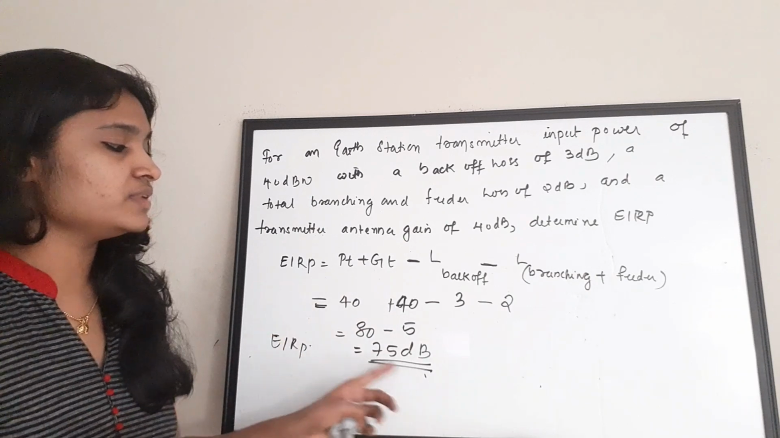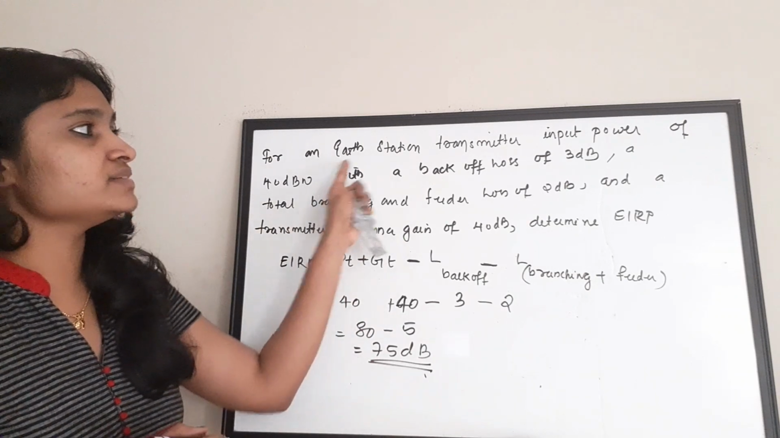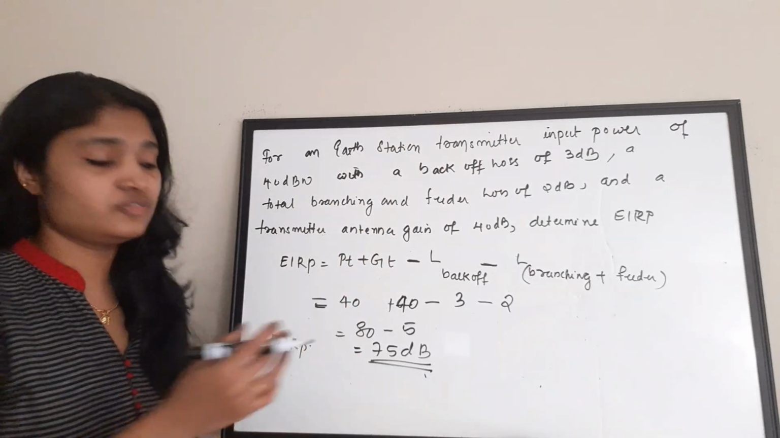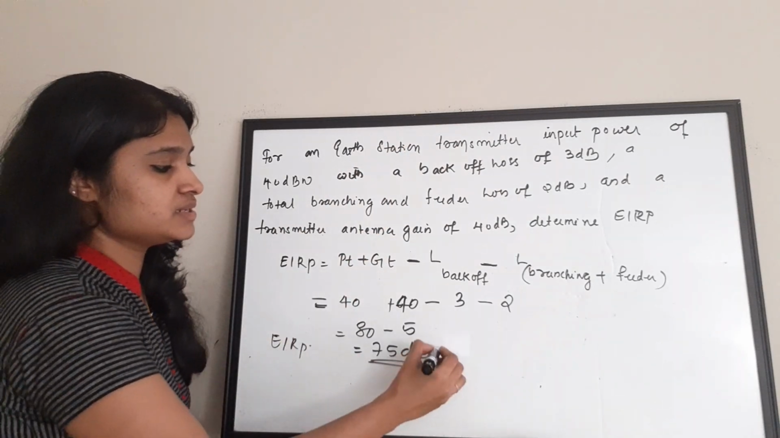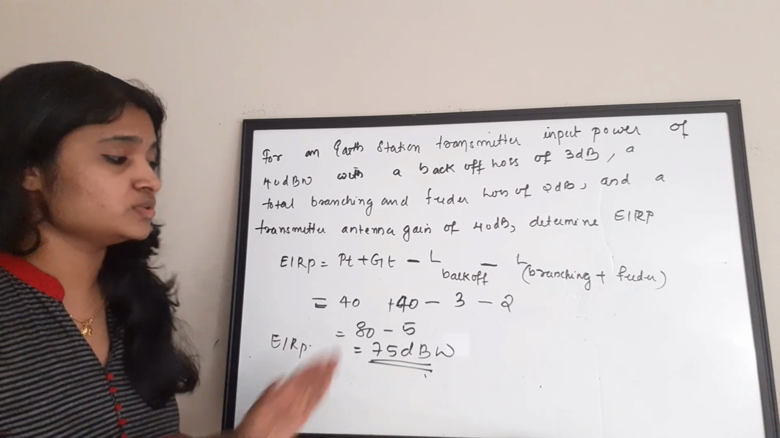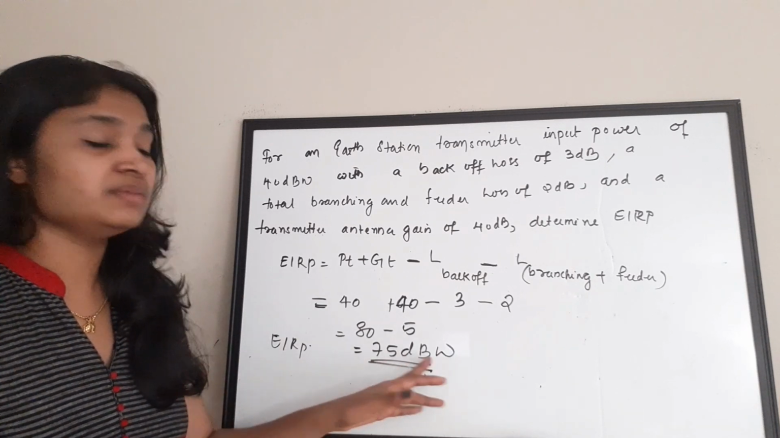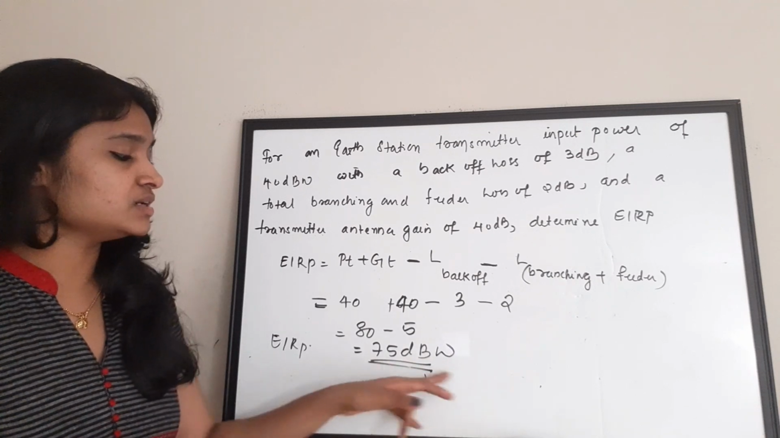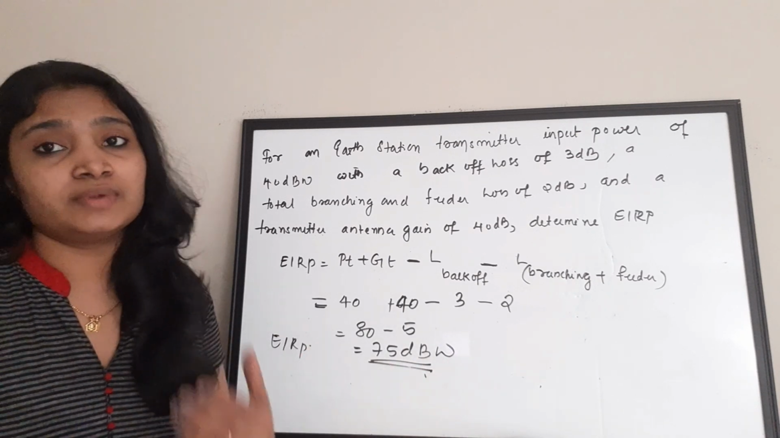So this is the EIRP for this particular earth station transmitter. The value of EIRP is not just dB, it is dB watt, because it is a power, the effective isotropic radiated power. So it is 75 dB watts. This is the total effective isotropic radiated power.